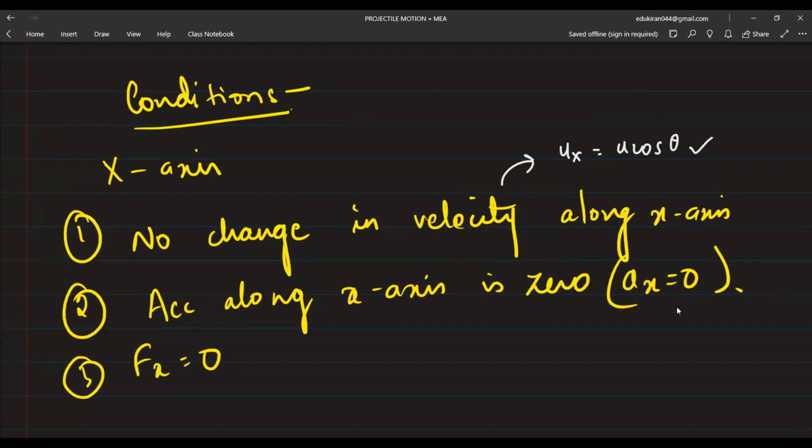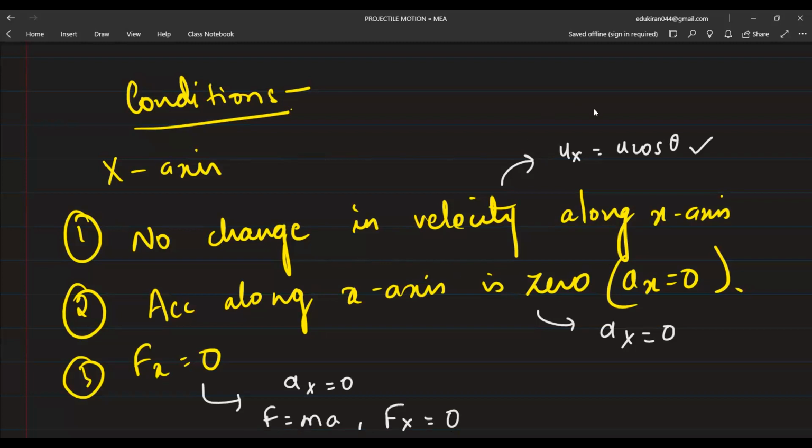Second, acceleration along x-axis is 0. ax is 0, which we have studied, no? This point basically says that only. Acceleration is 0. And see, if acceleration is 0, so F is equal to ma, directly Fx will also be 0. So these are the conditions you have to remember along x-axis.